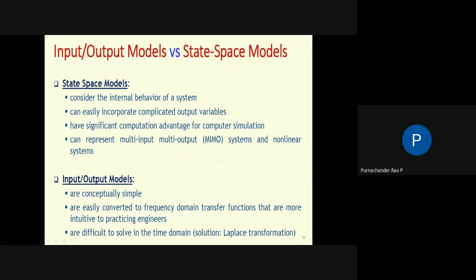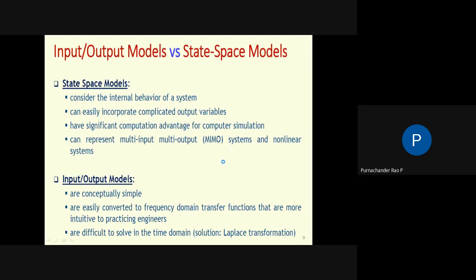But the input and output models are, concept-wise, simple, and easily converted into the frequency domain. But they are difficult to solve in the time domain.